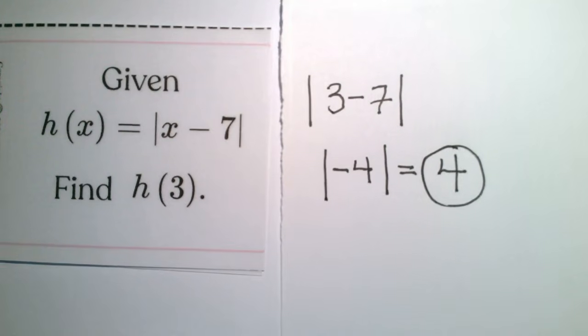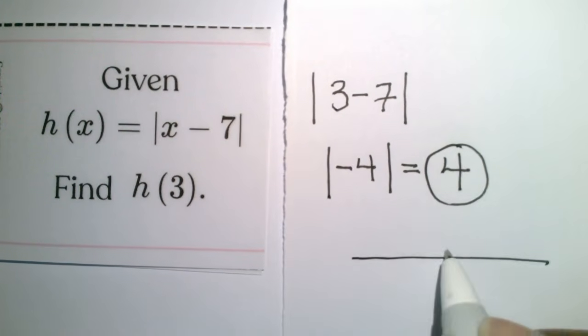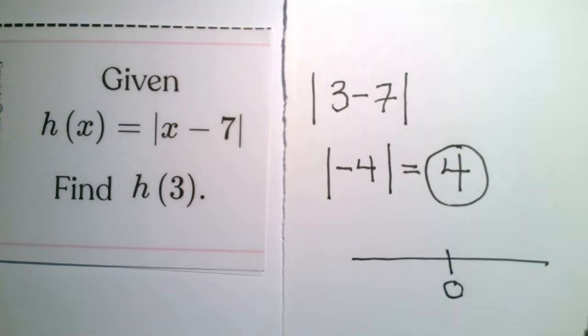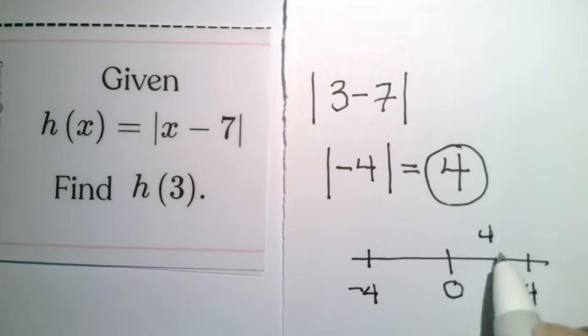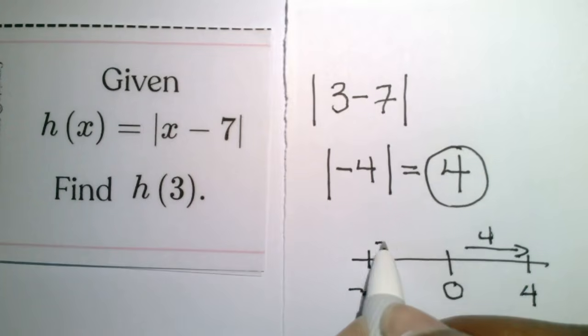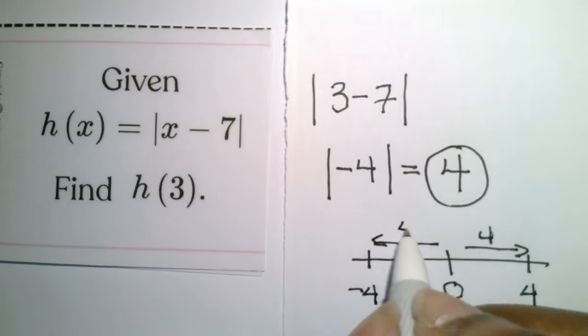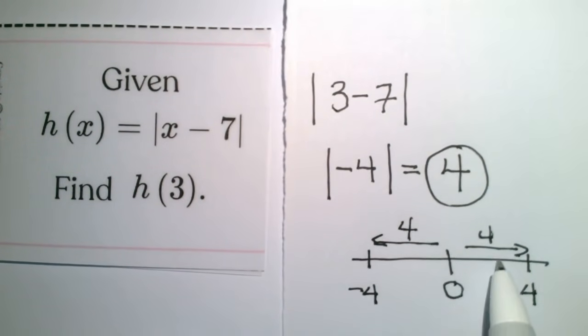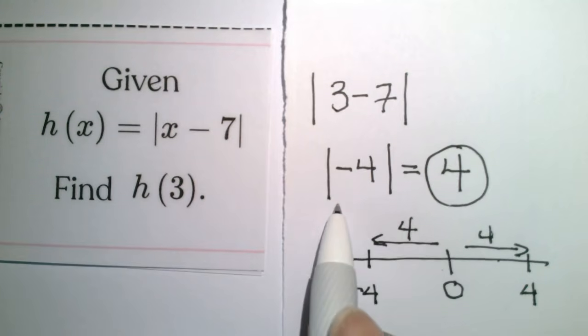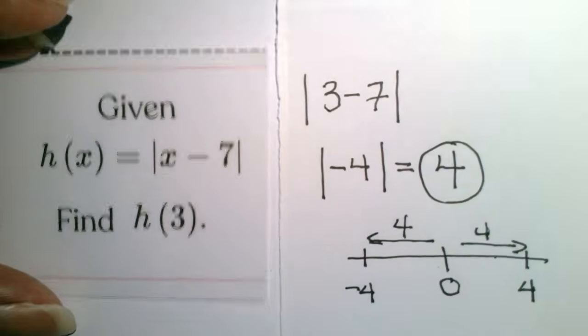If I said I lived on 0 Avenue, and I have one friend who lives on 4th Street and another friend on negative 4th Street, both are 4 blocks away. Although they're going in 2 different directions, they're both the same distance away from 0. That's why absolute values are always positive. All right, let's try another one.